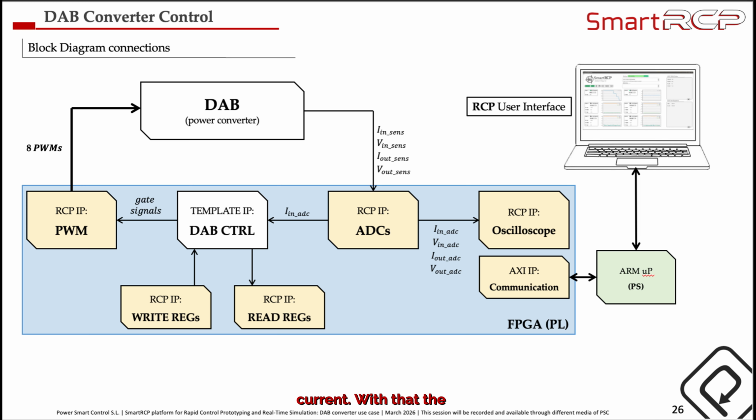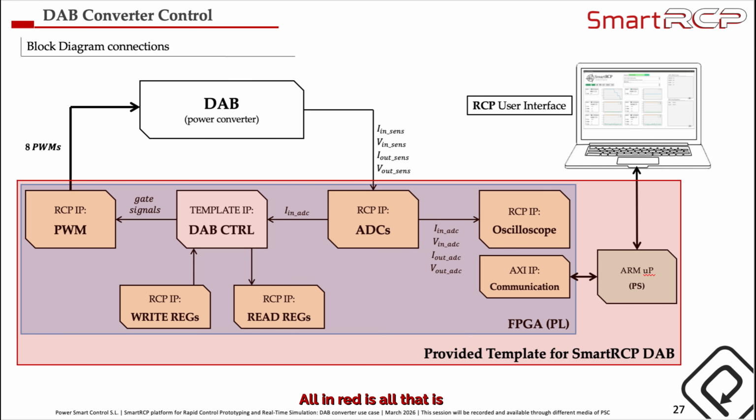With that, the control IP will check the error, send that to the compensator, and then insert that to the modulator. So the output of this IP are the gating signals, which are directly exported to the converter. All these blocks inside the blue region are inside the PL side, so are performed in the FPGA side. So the microprocessor is just for communication management.